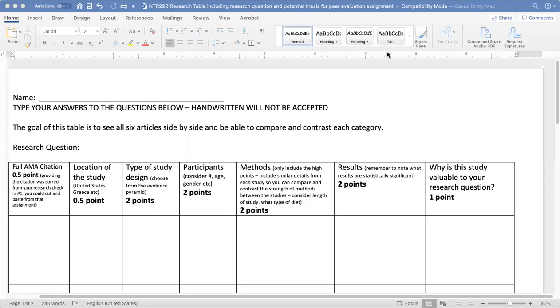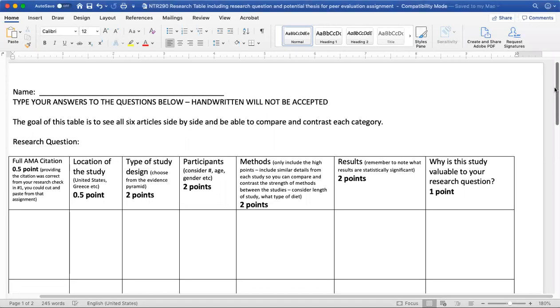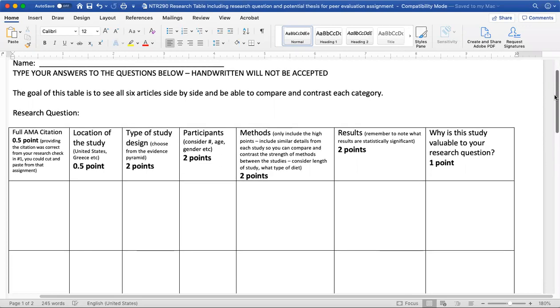This table here is going to be a really important part of putting together your final research presentation. So we're going to review each column of this so you can get all the key information. You're going to type all your answers in. Obviously, we're not going to handwrite this. And really the goal of this table is to see all of your articles side by side and to be able to cross-compare what the findings were. So you'll kind of see how this comes about.